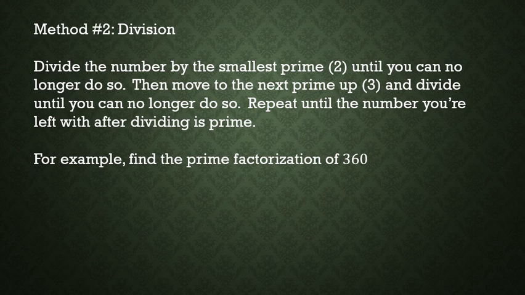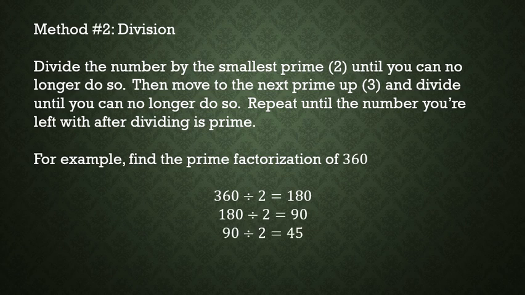So I'm going to take this number, I'm going to divide it by 2 as much as I can. So 360 divided by 2 is 180. All right? I can divide 180 by 2, that gives me 90. I can divide 90 by 2, and that gives me 45. Now, if I tried to divide 45 by 2, I would not get another natural number. So I can't divide by 2 anymore. This is all done. I now have to move up to my next prime, which is 3.